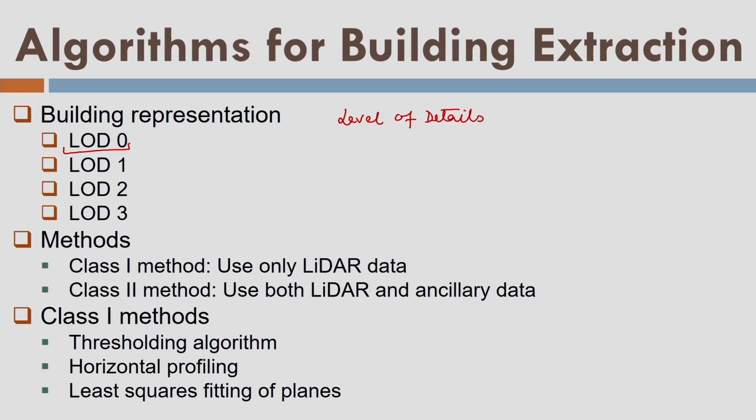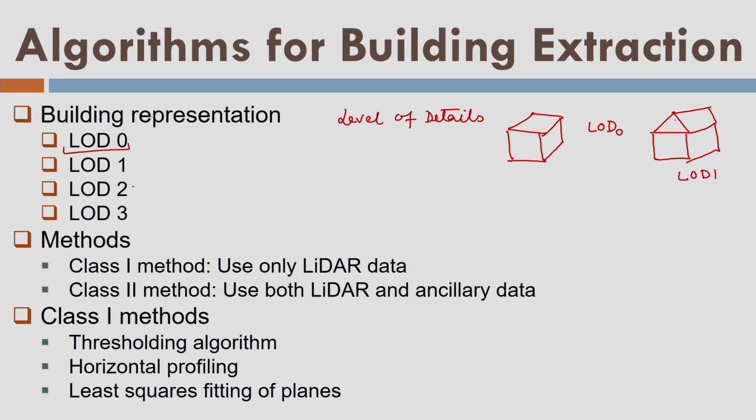LOD0 is the building with the simple model. Suppose I have a building like this and I am representing it by the edges. So, this is the LOD0. What is LOD1? That is level of detail 1. If I have the slopy roofs and I am representing them in the building model, then it is called LOD1.